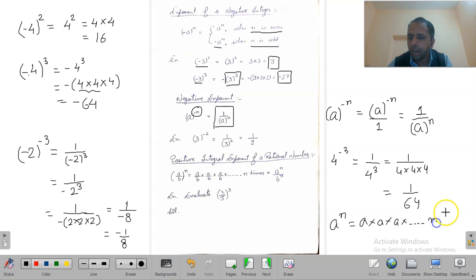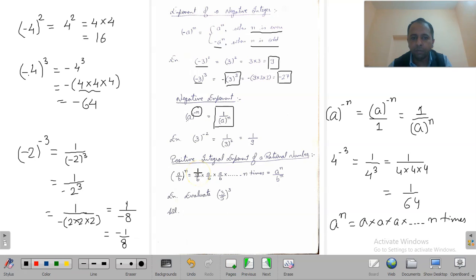n times we will multiply. Similarly, (a/b) to the power n means a upon b multiplied by a upon b multiplied by a upon b. How many times will we multiply? We will multiply n times. Why? Because the exponent value is n here.